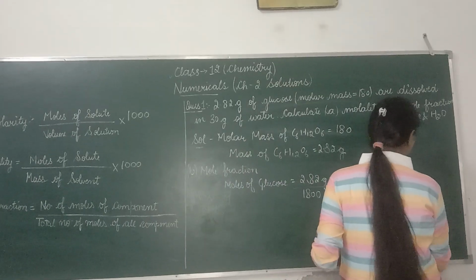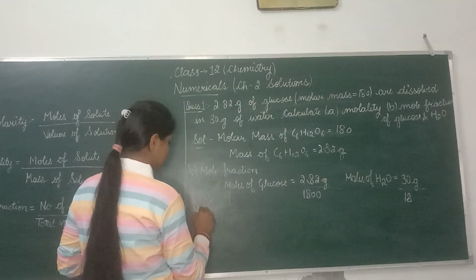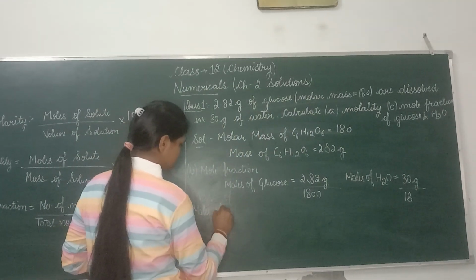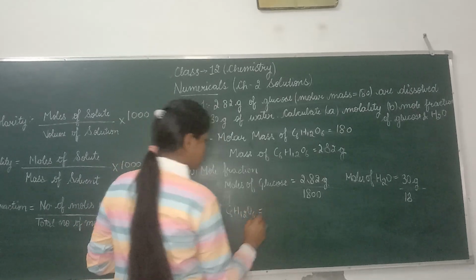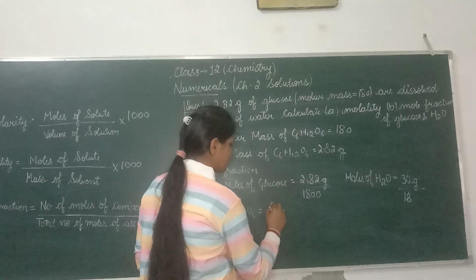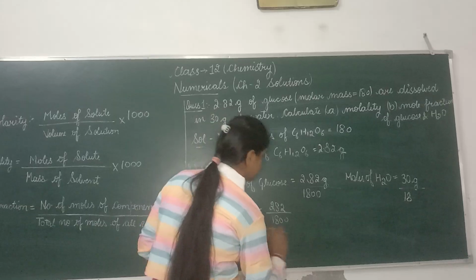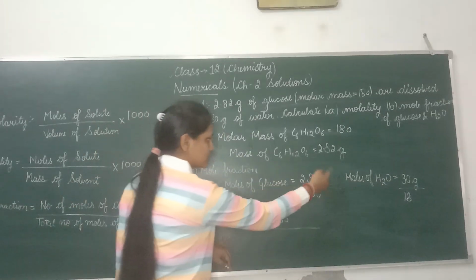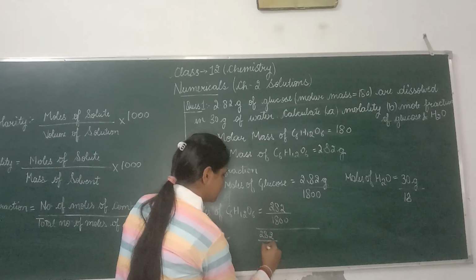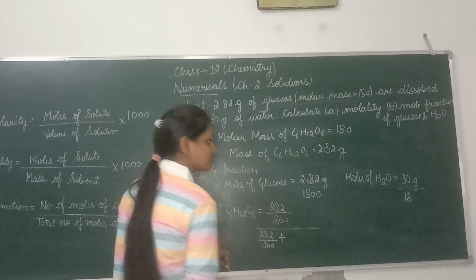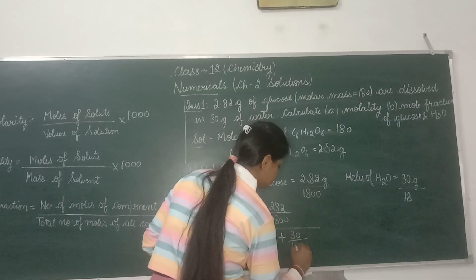Moles of glucose is actual mass upon molar mass. Here the actual mass is given to be 30 grams and the molar mass of glucose is 18. So we will put the values in the mole fraction of glucose. Mole fraction of glucose is divided by this mole fraction of glucose plus mole fraction of water.